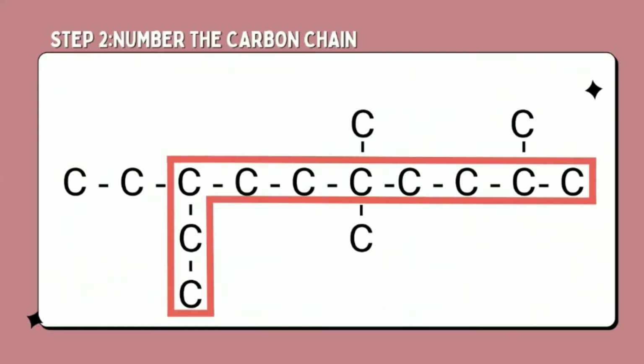Step 2. Number the carbon chain. We have to number the longest carbon chain. In numbering the longest chain, we must start counting at the end where the nearest alkyl is. In the given, it shows that the nearest alkyl is found at the right. So we have to count from the right to left, and we want the lowest number in identity.